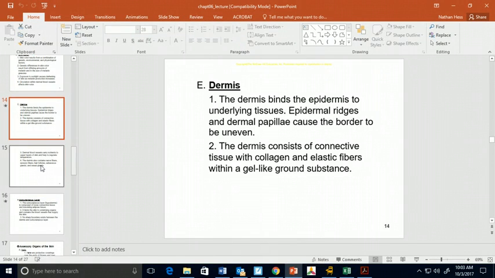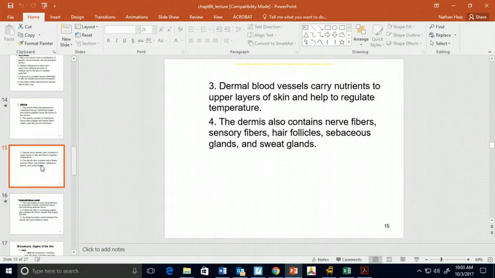And that's really where all the action is, in the dermis. The blood vessels are there. The nerve fibers are there. The hair follicles are there. The sweat glands and sebaceous glands are there. Everything is there in the dermis. The dermis is basically just the holder of the accessory structures. That's what it does.